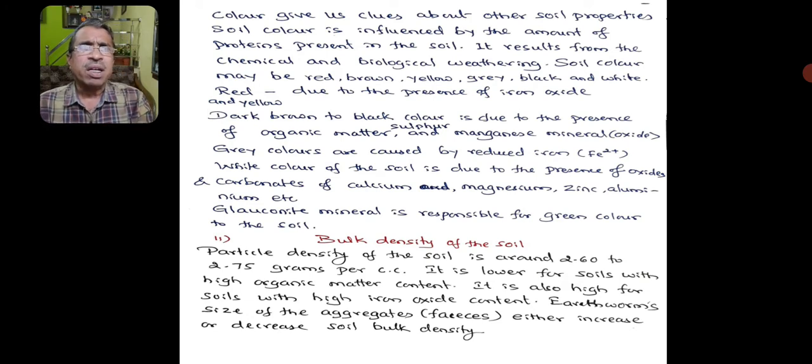Next, we take another property, that is the bulk density of the soil. Particle density of the soil is around 2.6 to 2.75 grams per cc. It is lower for soils with high organic matter content. It is also high for soils with high iron oxide content.